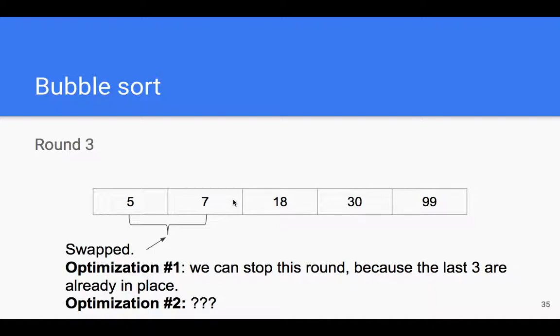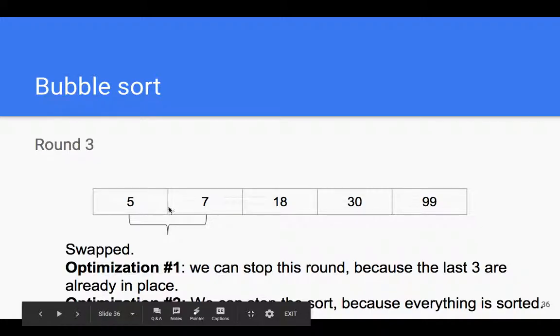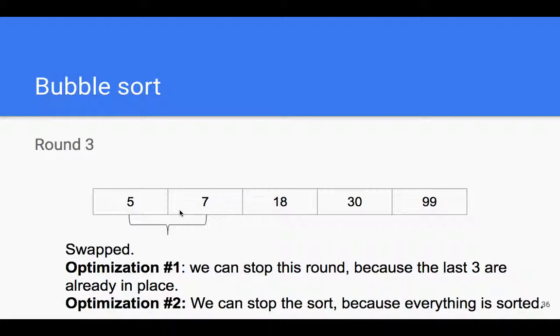Now, there is actually a second kind of optimization that we can do here. Maybe try to think about that. Do we need to keep going in this case? Well, it turns out we don't, because at this point, if you look at the whole list, everything's already sorted. So we don't need to look at any more pairs. It's done. Now, in this example it's slightly less obvious what optimization number 2 really is.